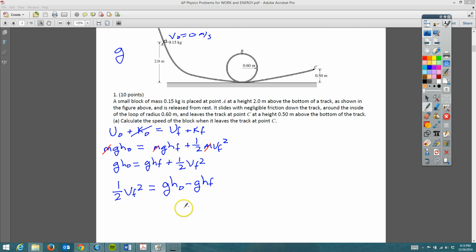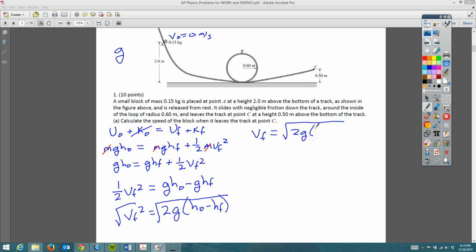Let's go ahead and factor out a g. We're also going to multiply both sides by 2. So we're going to have Vf squared is equal to 2 times g times (H0 minus Hf). And to get rid of the square, we're just going to take the square root of both sides. So now we end up with the final velocity is equal to the square root of 2 times g times the original height minus the final height. So that should make it pretty easy to do.